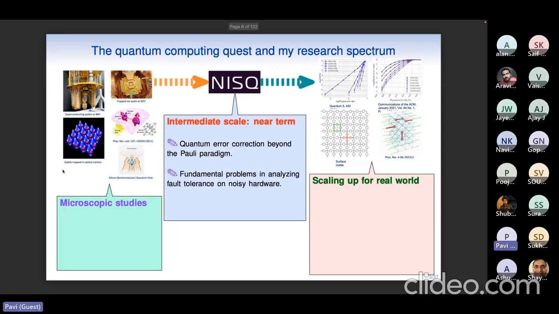And then I want to point out some fundamental problems that arise in analyzing these fault-tolerant schemes or quantum error correcting codes on noisy hardware. And then finally, I want to conclude by showing you some of our recent work on devising efficient diagnostic tools to study quantum error correction.